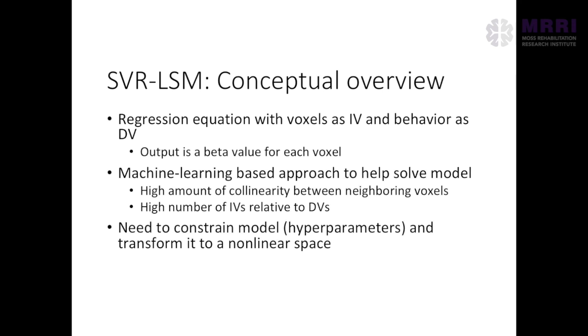The way the machine learning approach deals with this is it constrains the model with hyperparameters, and one of the implications of this is that it transforms it to a nonlinear space. The real critical point, though, that you should take from this is that the beta values that we get from this are not statistically interpretable, and I'll show you some graphs that hopefully will demonstrate why in a little bit.